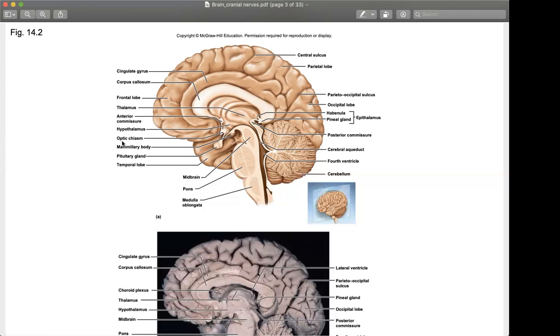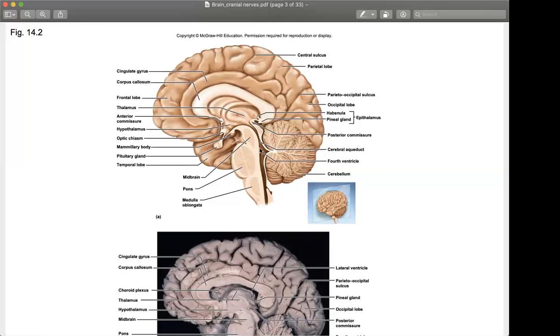The optic chiasm is where the optic nerves cross halves. Part of that optic signal crosses to the other half of the brain. And then just coming off of that, I don't see it labeled here, but you have the infundibulum, which is the stalk that leads down to the pituitary gland. So some of these midline structures you only see when you've got a mid-sagittal cut.